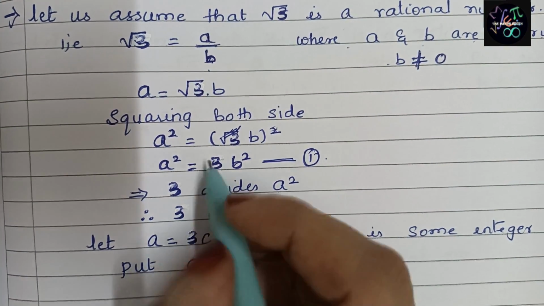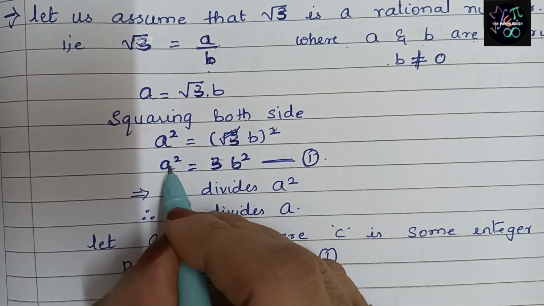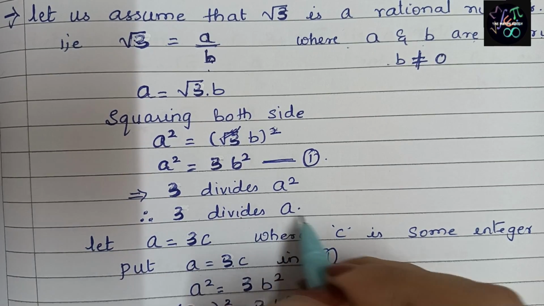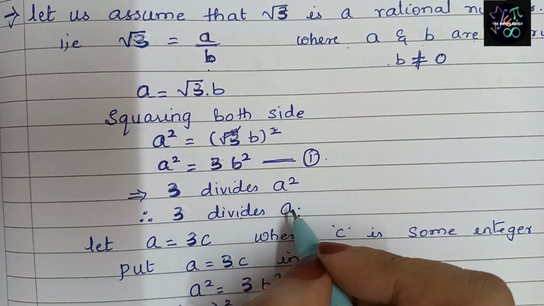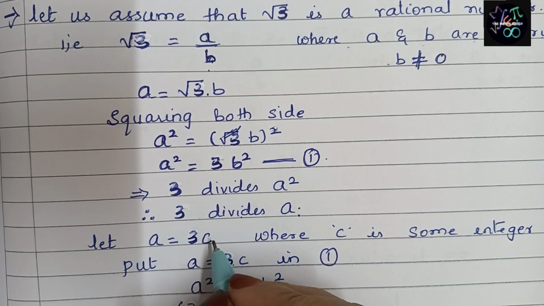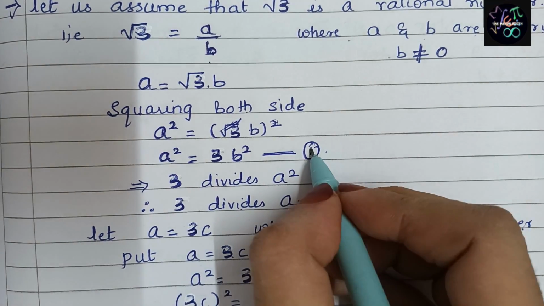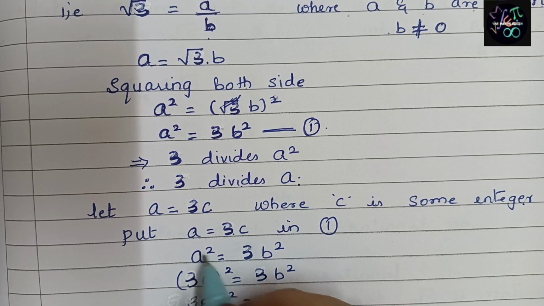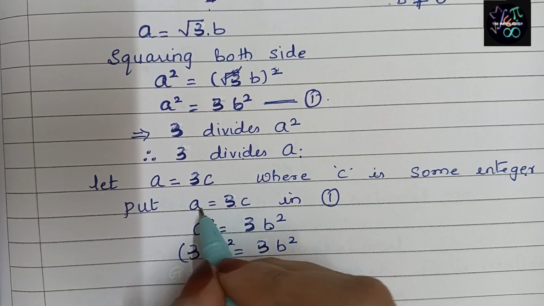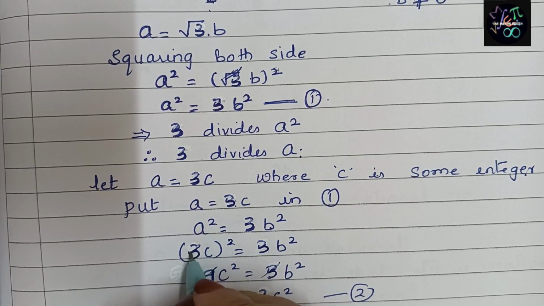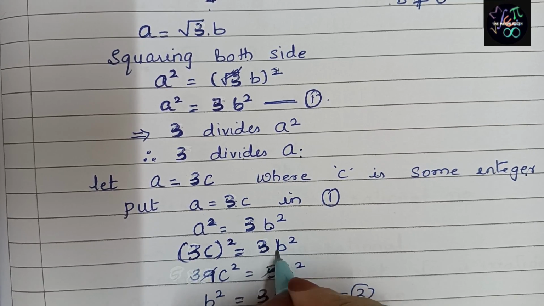Now we can see here, if we bring 3 here, it divides, right? So we can say 3 divides A square. This implies 3 divides A. So now we came to know that 3 divides A and A square. Now let A be equal to 3C, where C is some integer. Put A equal to 3C in equation 1. I have written equation 1 one more time: A square is equal to 3B square. So let us put the value A equal to 3C, (3C) whole square, because square is there, so square as it is, equals 3B square.